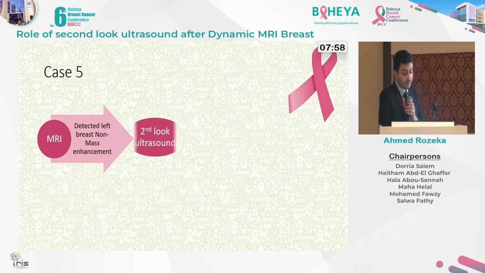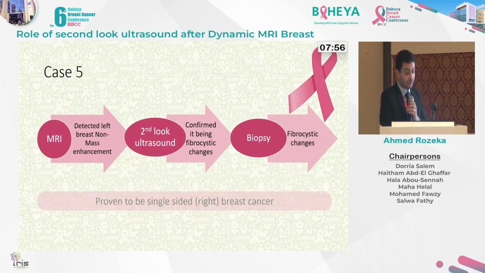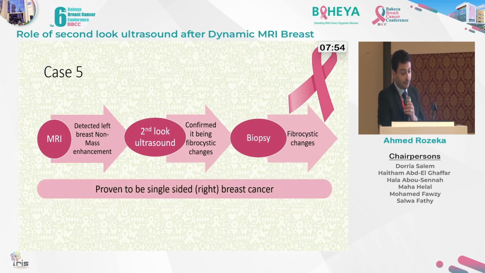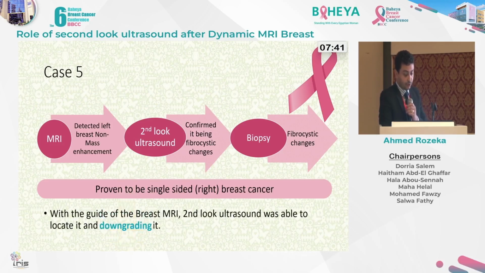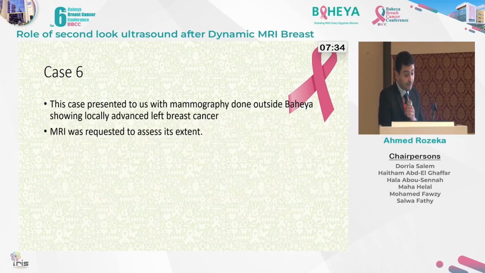Recap of this case: the MRI detected a left breast non-mass enhancement. Second look ultrasound confirmed it being fibrocystic changes, and we sometimes like to be safe rather than sorry, so we took a biopsy and it turned out to be fibrocystic changes. This also proved to be single-sided right breast cancer, and again, second look ultrasound downgraded the original MRI finding.